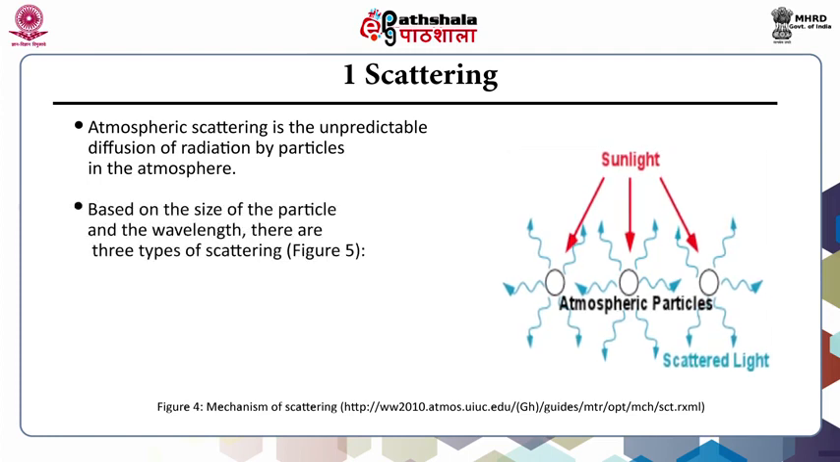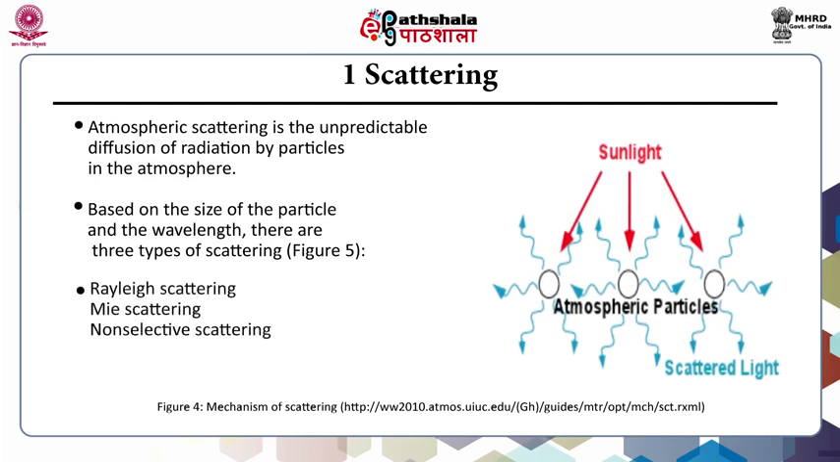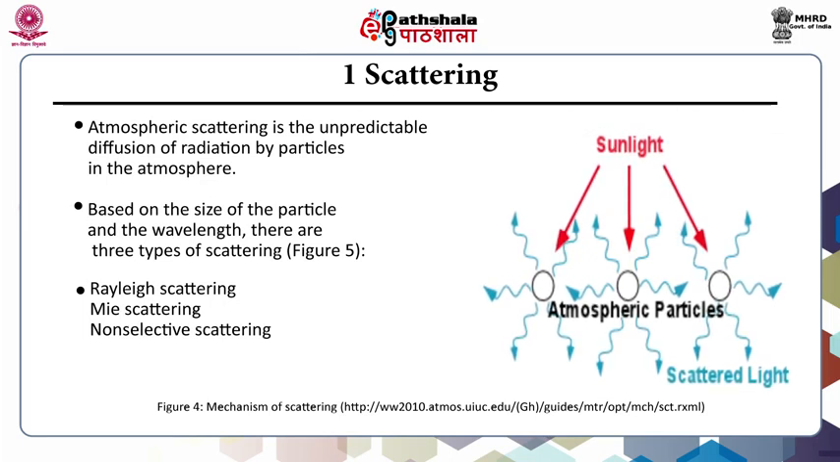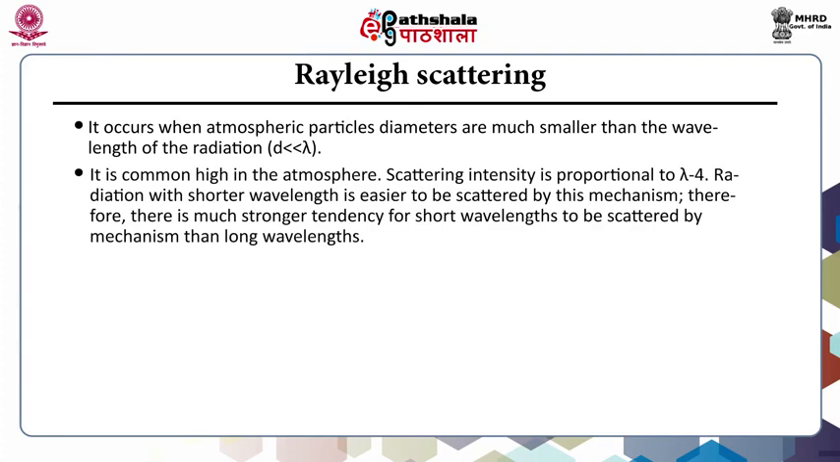Based on the size of the particle and the wavelength, there are three types of scattering. That is, first one is the Rayleigh scattering, second one is the Mie scattering, and third one is the non-selective scattering. First one is the Rayleigh scattering. It occurs when atmospheric particles' diameters are much smaller than the wavelength of the radiation. It is common high in the atmosphere. Scattering intensity is proportional to λ to the power −4. Radiation with shorter wavelength is easier to be scattered by this mechanism. Therefore, there is a much stronger tendency for short wavelengths to be scattered by this mechanism than long wavelengths.